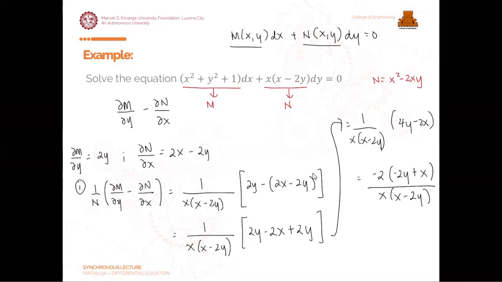Okay, so we can see that the numerator and denominator have the same terms; only the arrangement of the terms is reversed. So, we can cancel that out. Cancel natin. So, the final answer will be 2 over x, which is a function of x alone. Okay? So, therefore, our integrating factor will be e raised to the integral of f(x) dx.